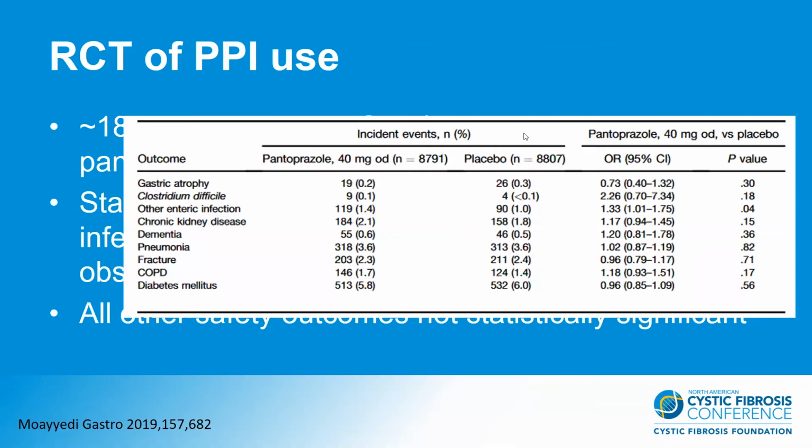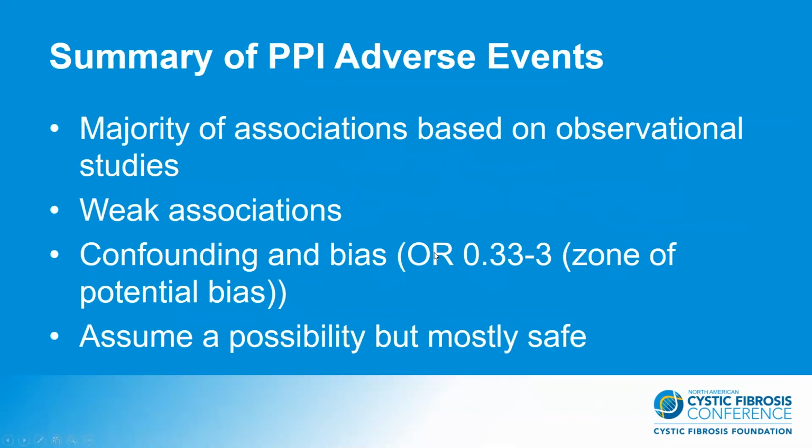And you can see what they looked at: gastric atrophy, C. diff, other enteric infections, chronic kidney disease, dementia, pneumonia, fractures, COPD, and diabetes mellitus. And this study is often quoted because it's actually a randomized controlled trial looking at the effect of a PPI versus placebo. So in summary, for PPI adverse events, the majority of associations are based on observational studies.